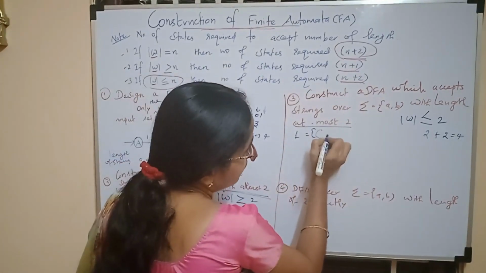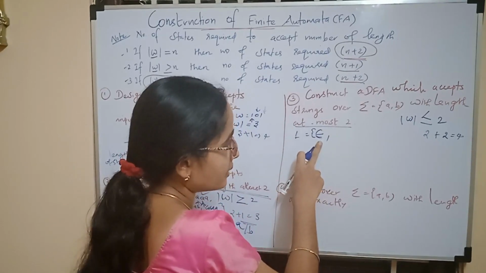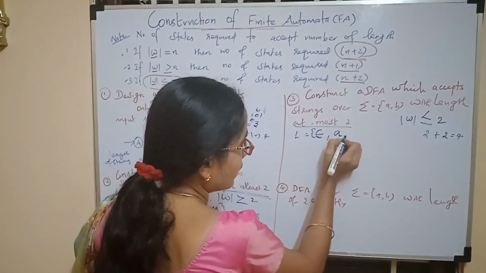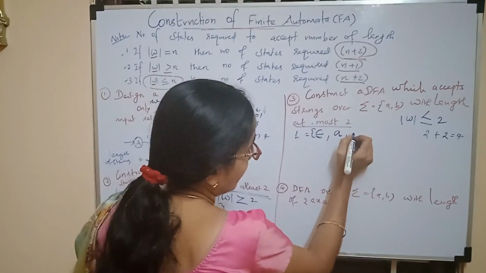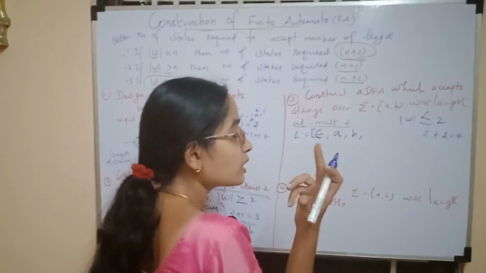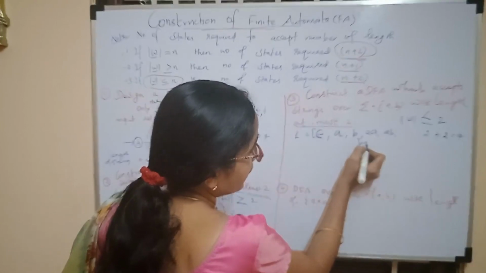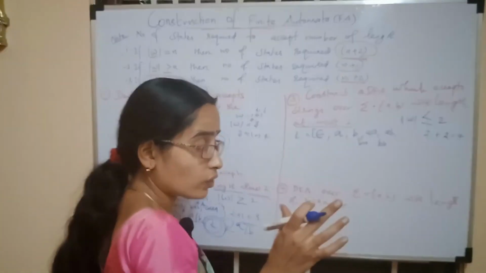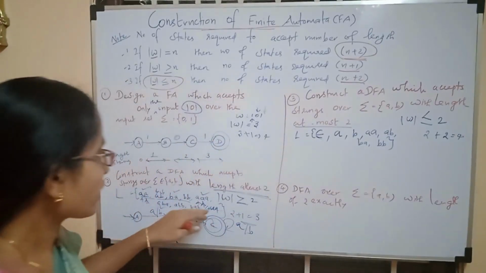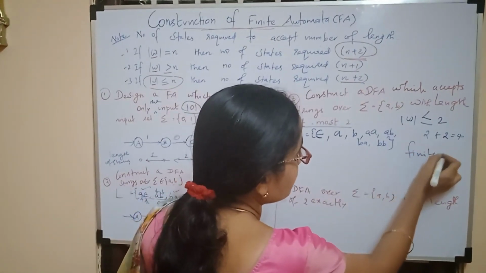So which means the first one is the null string, not sigma. Null string is epsilon. Epsilon will be a member of the language L, and then I can have a symbol with length 1, that is A comma B, and then at most 2, I can have strings with length 2, which means AB, BA, and BB. After that I cannot have any other possibilities, right? This is a finite set. Please note the earlier one was an infinite set, but here L is a finite set.